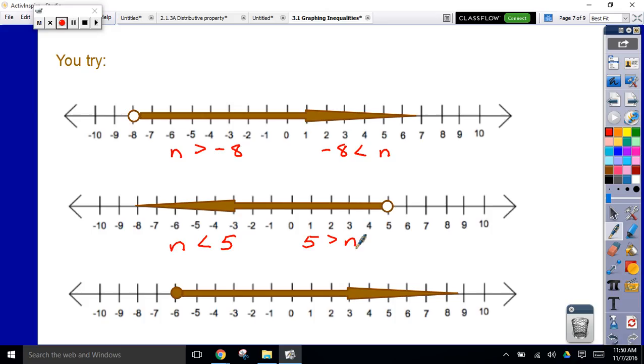Okay, Trey, last one. How could I write that one? Greater than negative 6. Not just greater than, we have a closed circle, so greater than or equal to negative 6. Anytime the circle is closed, we have to have that equal sign. How else could I write that, Max? Negative 6 is less than or equal to n. Good, we're saying that this negative 6 is less than or equal to all the rest of the graph. Okay, questions about this? David? Yes.